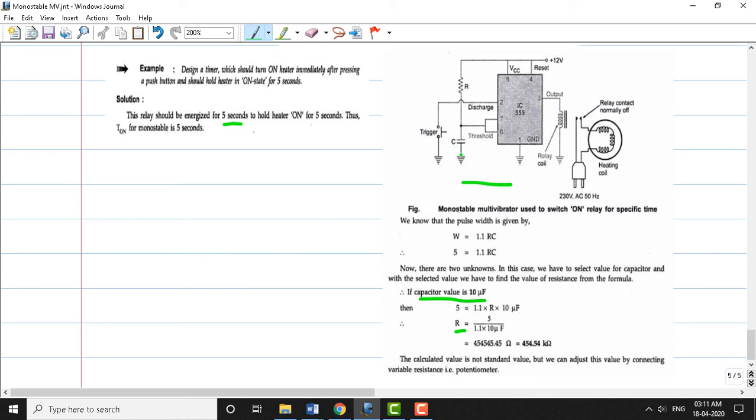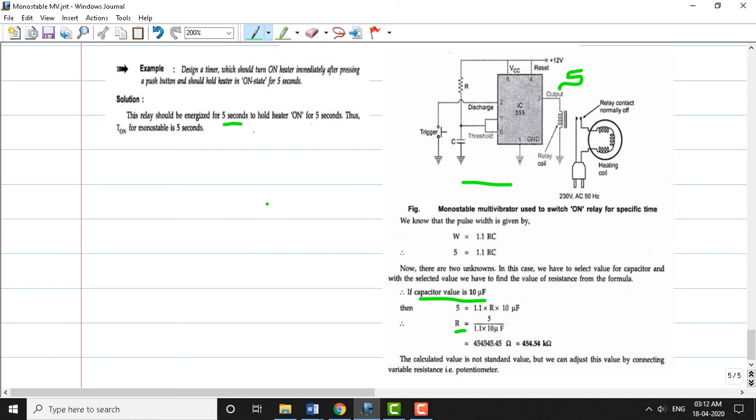If you substitute these two values, now if the user presses the trigger button momentarily, this circuit will turn on this heater for 5 seconds. So the delay we get here is 5 seconds. Here the pulse will go to a high level. Once 5 seconds is completed, the output will go to a low level. So the output stays at high level just for 5 seconds. For the remaining time it stays at 0.